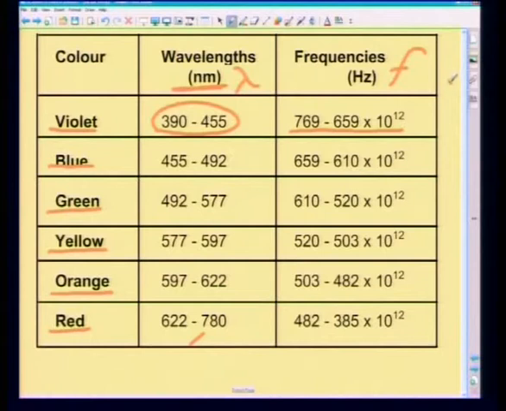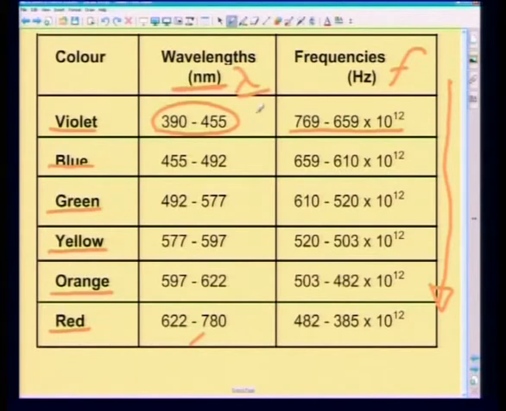So the frequency is decreasing as you go down the table. Why? Because high frequency is on the side of the violet and low frequencies on the side of red. Like I said earlier on, the relationship between lambda and frequency, or wavelength and frequency, is that as the frequency decreases, what is happening to the wavelength? The wavelength should be increasing.